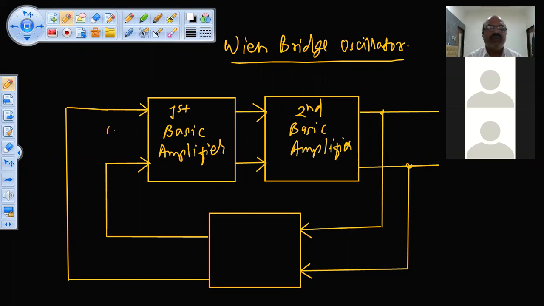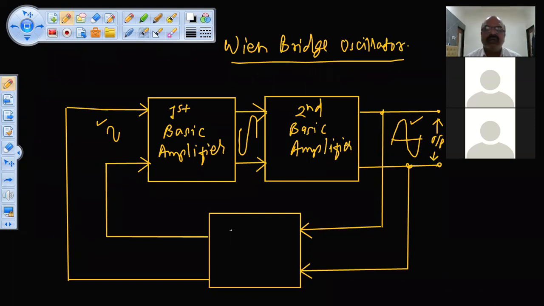So this is the input signal, suppose. Then you get an opposite signal, 180 degrees out of phase. This is again 180 degrees phase shifted, you get the original signal. So this signal and this signal are in phase with each other. And this is the output. This is your output.